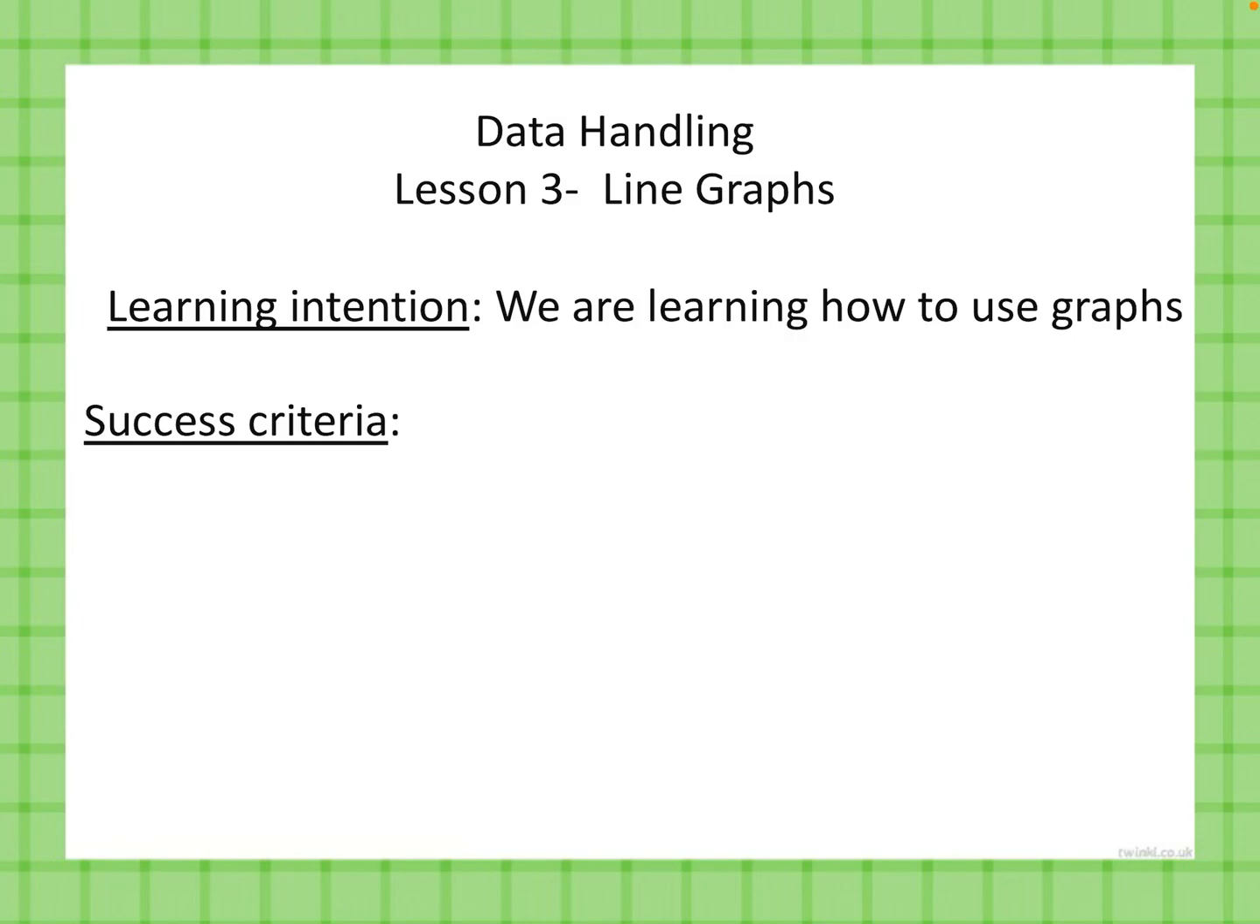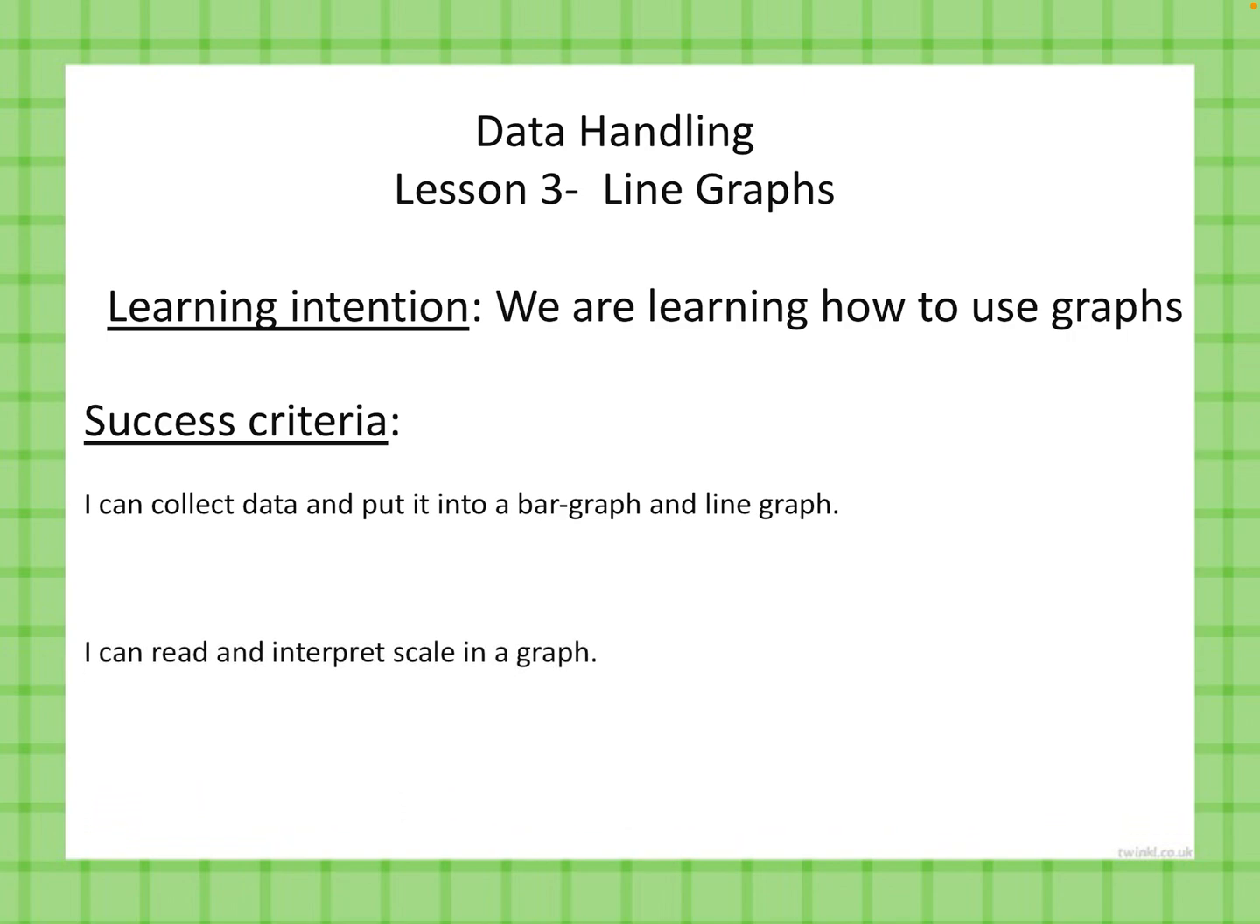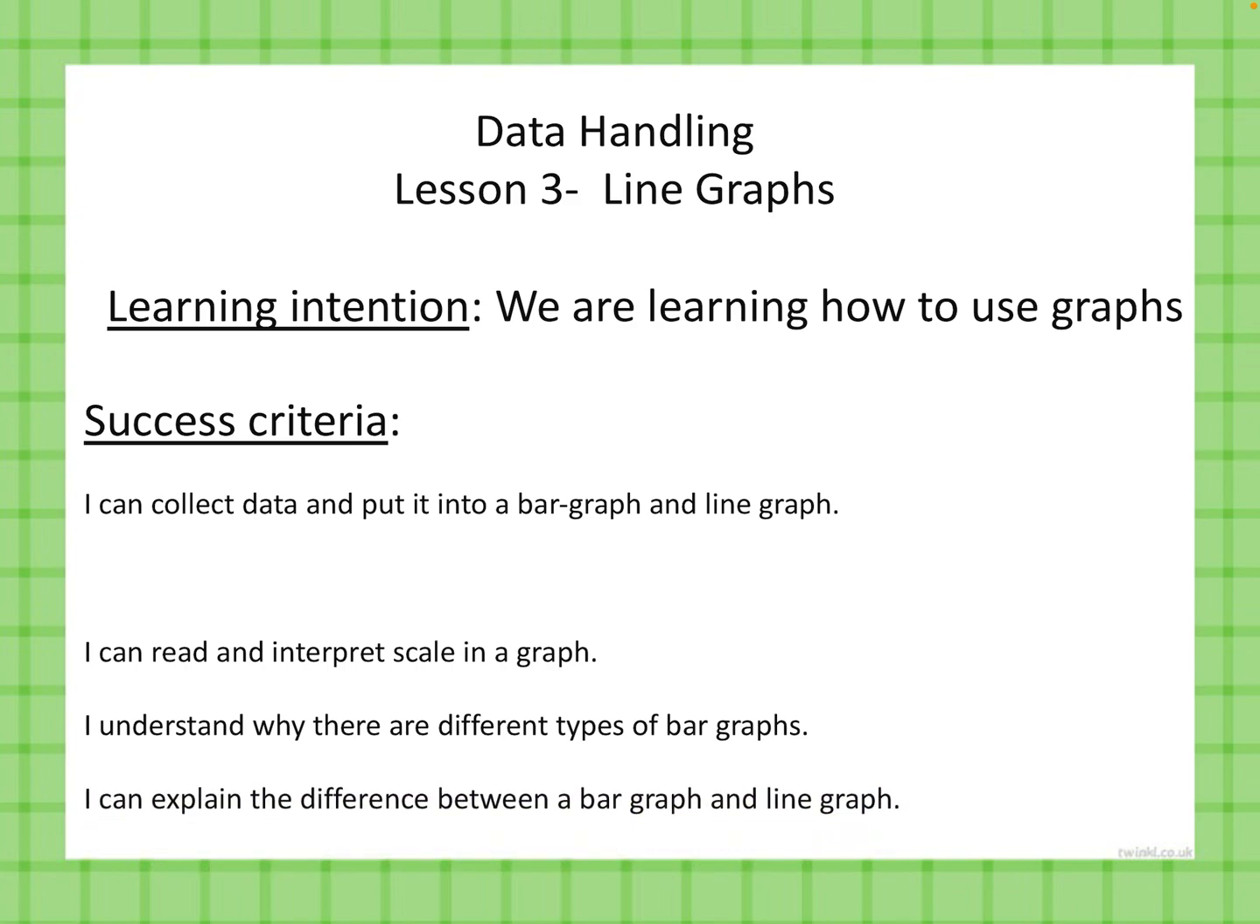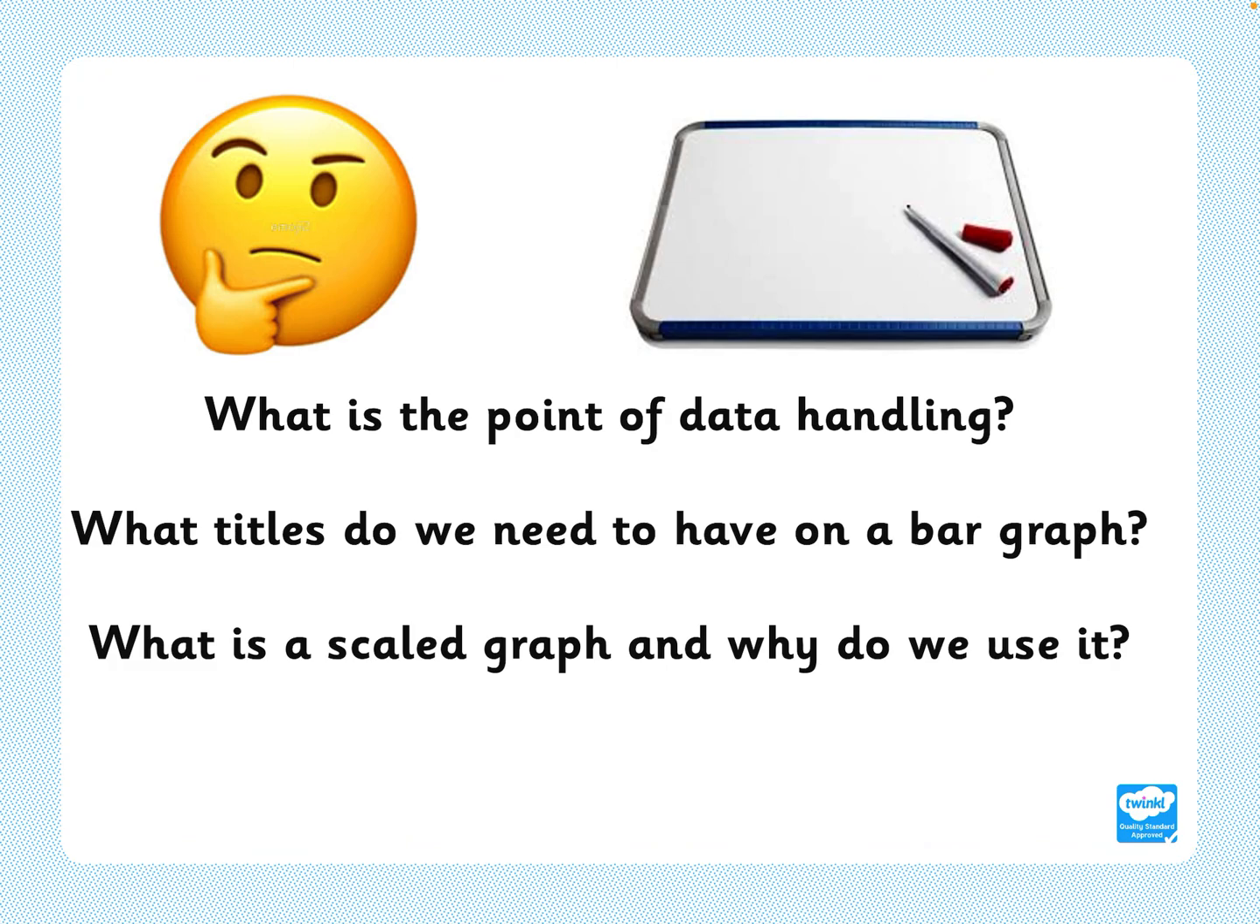Today is our third lesson on data handling, and that is on line graphs. We're learning how to use graphs. Today's success criteria is to be able to collect data and put it into a bar graph or a line graph, to be able to read and interpret scale in a graph, to understand why there are different types of bar graphs, explain the difference between a bar graph and a line graph, and to put the correct titles on a bar graph and a line graph.